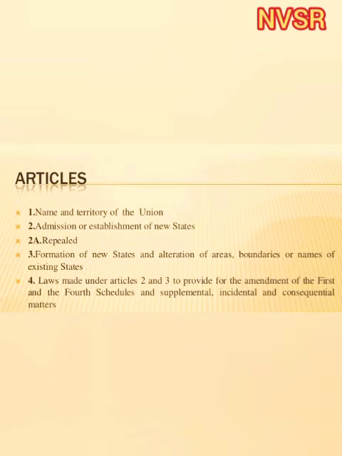Chhattisgarh, Uttarakhand and Jharkhand. In 2000, the three new states of Chhattisgarh, Uttarakhand and Jharkhand were created out of the territory of Madhya Pradesh, Uttar Pradesh and Bihar respectively. These became the 26th Chhattisgarh, 27th Uttarakhand, and 28th Jharkhand. Telangana. In 2014, the new state of Telangana came into existence as the 29th state of the Indian Union. It was carved out of the territory of Andhra Pradesh.